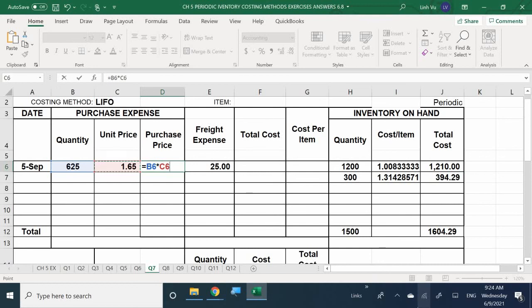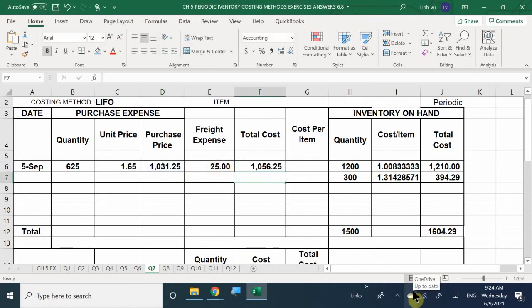Your purchase price, I came up with $1,072.50. No, I did not get 1,072.50. 625. 625. 1,031.25. Okay. Plus the $25 in freight, and I got 1,056.25.